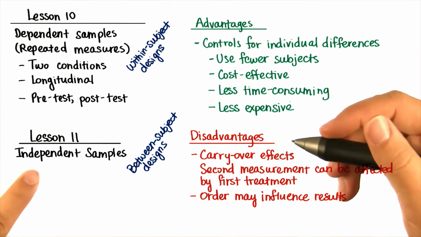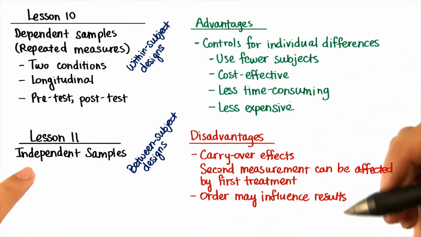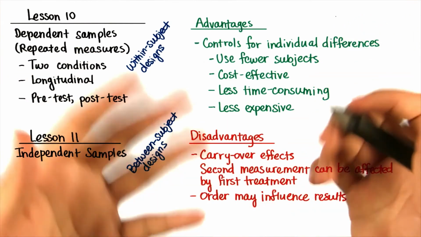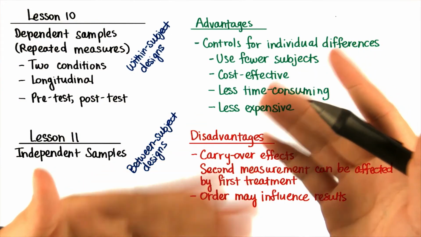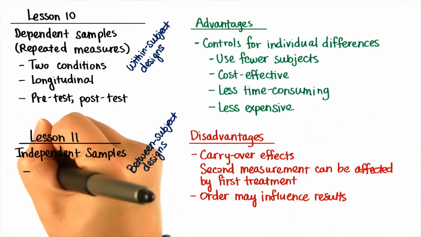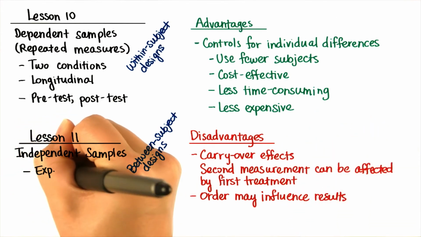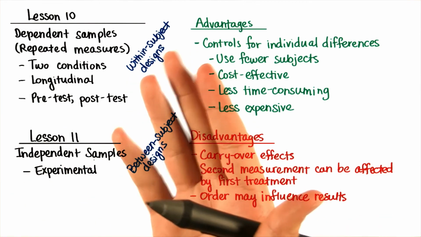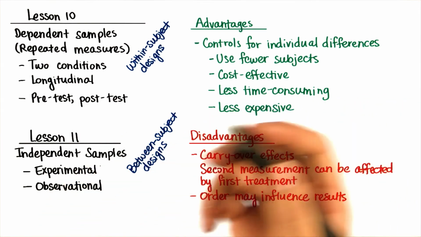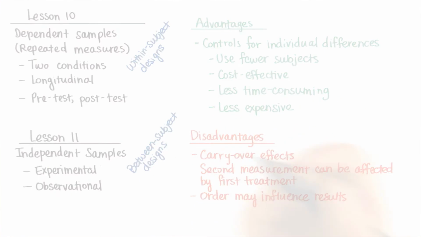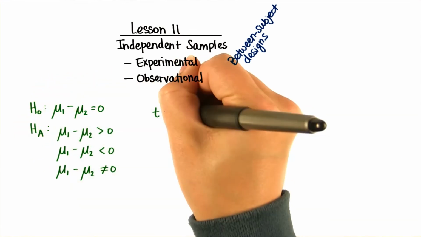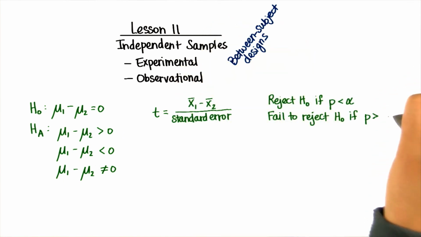But then the advantages of independent samples are that we don't have carryover effects. Therefore, we can give one treatment to one group, another treatment to another group, and not worry about one treatment affecting the other, because each person or each subject only gets one treatment. With independent samples, we can do an experimental test where we give treatments to the subjects, or observational, where we simply observe characteristics of two different populations and then compare them. Everything is exactly the same. The null and alternative hypotheses, the t-statistic, and the way we make our statistical decision.